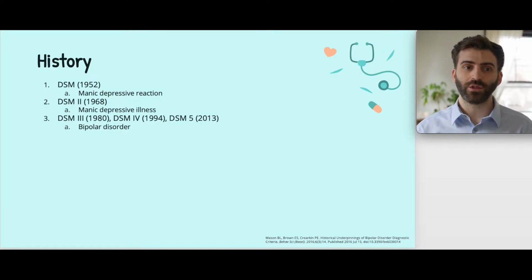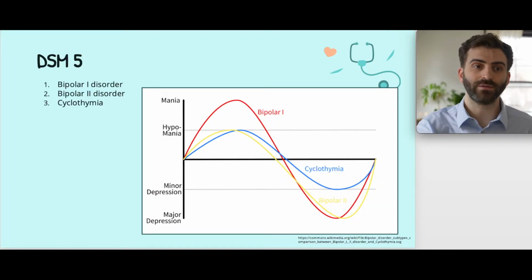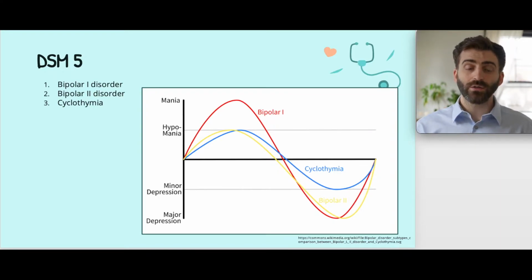Next, with the DSM-2, the disease state name changed a little bit to manic depressive illness, and it was now classified under the affective disorders. Finally, in 1980, the DSM-3 came out, and this is where it was first called bipolar disorder. This naming carried through into the DSM-4 and then currently into the DSM-5. This slide here in the DSM-5 shows some of the different diagnoses under bipolar disorder. There's bipolar I, there's bipolar II, there's cyclothymia, and there are even more classifications than just this.